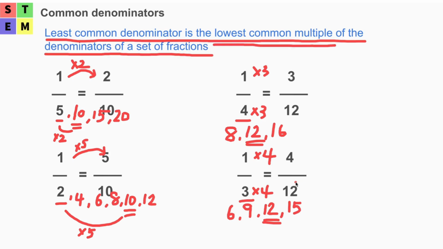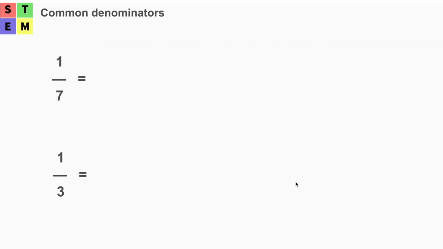Let's take a look at our next example, a bit more complicated. This time we have 1 over 7 and 1 over 3, so between 7 and 3. Again, 7 times 2 is 14, 7 times 3 is 21, 7 times 4 is 28.